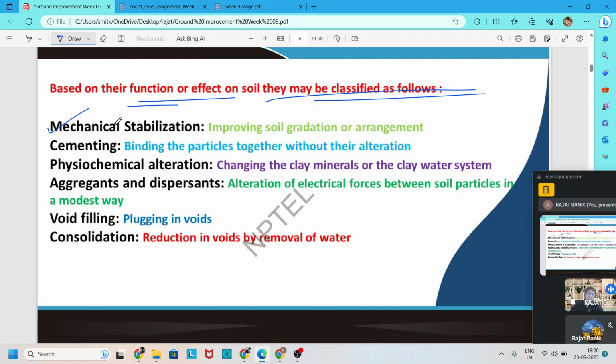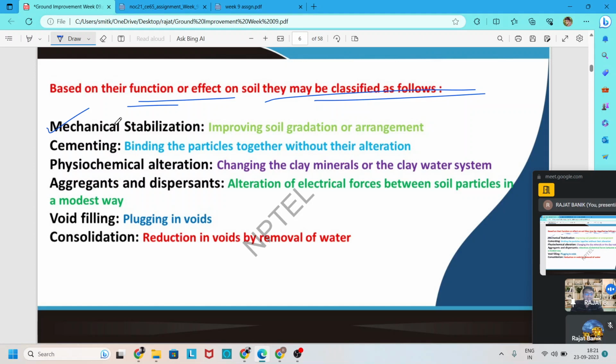In mechanical stabilization, we improve the soil gradation or arrangement. That means we improve the loose soil into a denser state and increase the strength of the soil. In cementing, we apply binding particles like cement or lime, binding the soil particles together without their alteration. And physiochemical alteration means changing the chemical minerals or the clay mineral-water system.